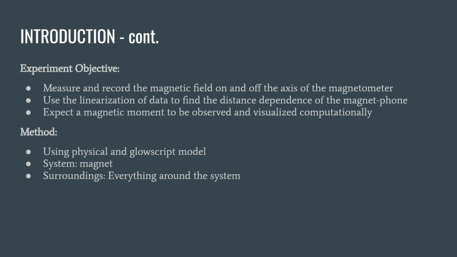So the objectives of this lab are to first measure and record the magnetic field on and off the axis of the magnet with the magnetometer, which is the phone, and then input our data into a spreadsheet to calculate a linearization of our data based on the distance dependence. And finally, we expect to see a magnetic moment visualized in our computational model. The system for this experiment will be the magnet itself, and the surroundings will be everything else.